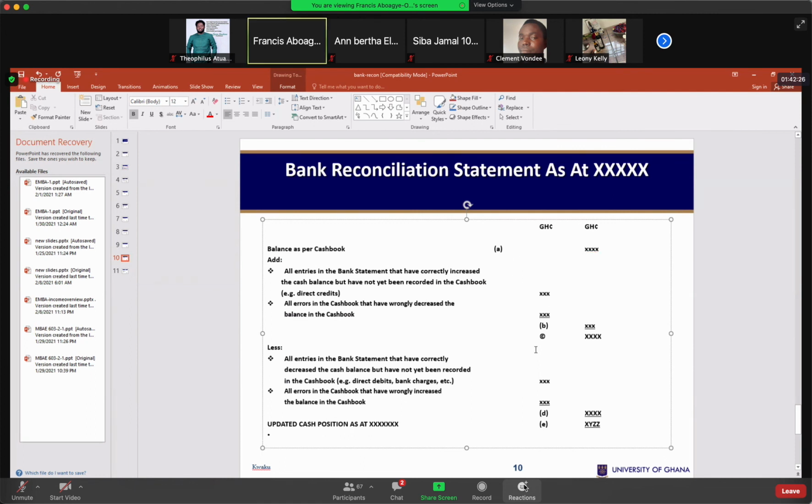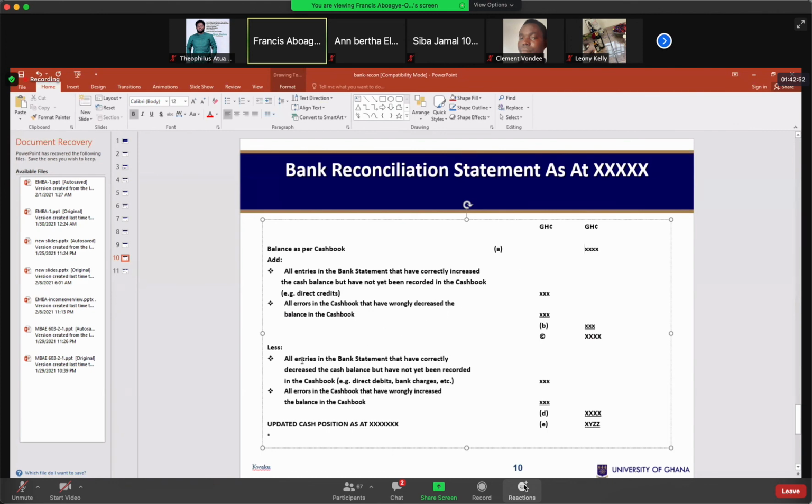That will become the B. Now, once you have the B, it is added to the A. So you have the C, which represents your total debit balances. Then, if we're using the T account, you would have sent these ones to the debits.